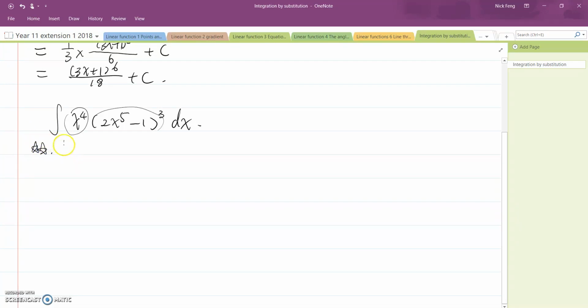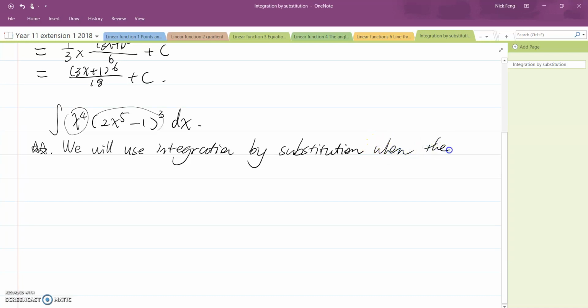Now we will use integration by substitution when the integral involves a function of a function.